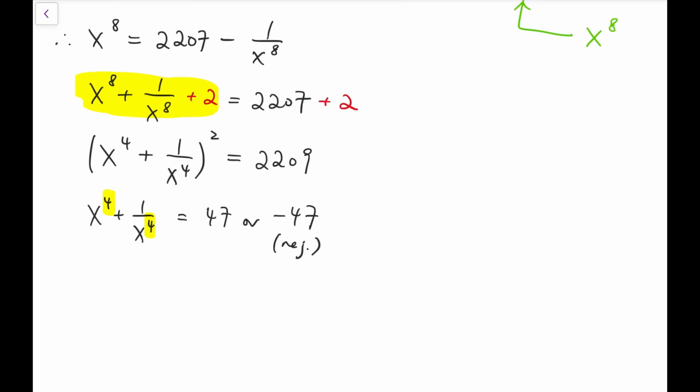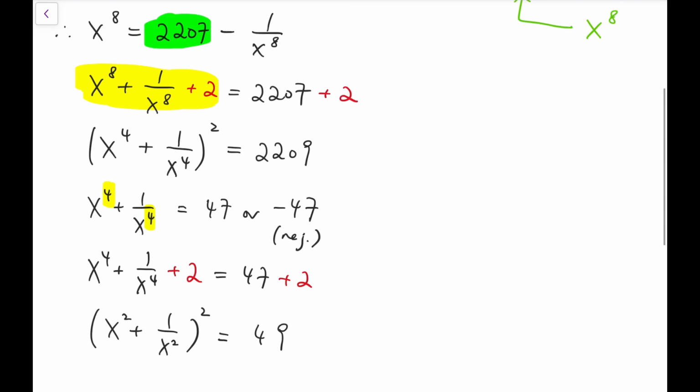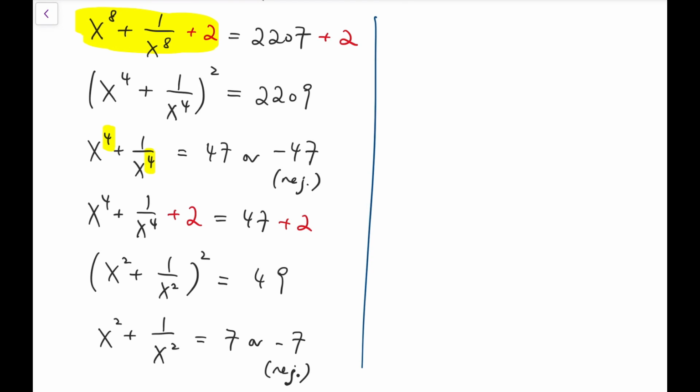Now actually we can iterate this trick again and again. I'm going to add 2 on both sides. And this is actually where the magic of this problem lies, because whenever I keep doing that, I still get a perfect square. This is why the number 2207 is chosen. So it's actually 49. And so that means x squared plus 1 over x squared is equal to either 7 or minus 7. Using a similar argument, I can reject minus 7. So we know that x squared plus its reciprocal is equal to 7.